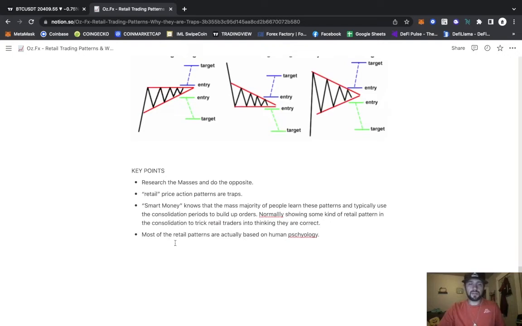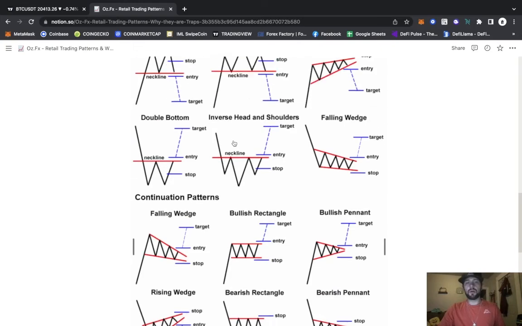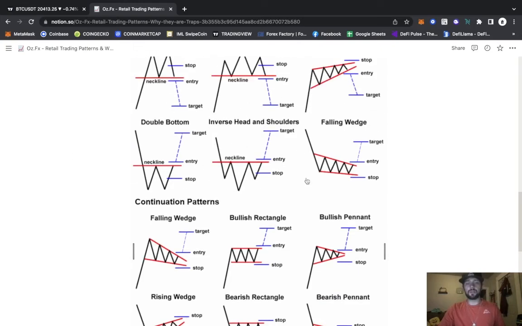And most of these retail patterns are actually based on human psychology. These head and shoulders don't form because they want to form a shoulder and then a head and then a shoulder. It's because this is basically a 3-price move right here. You got a swing low, and then you got your swing high somewhere else on the chart.